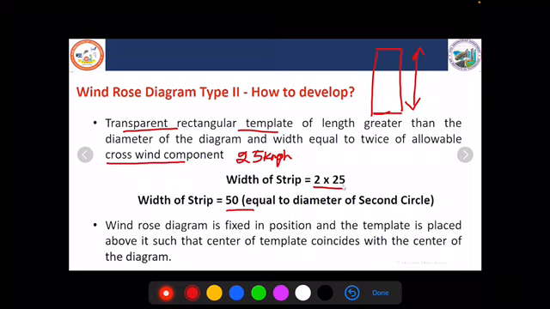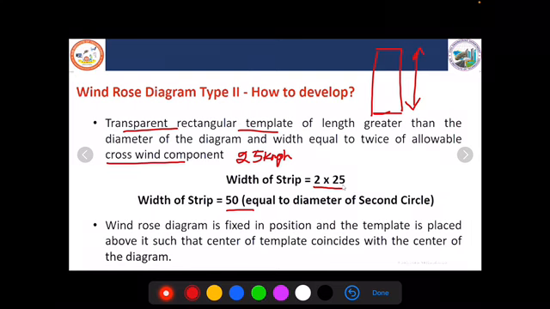Whichever scale is convenient, 50 can be taken as 2.5 centimeters. So whatever scale you chose when you drew the Windrose diagram, it has to be converted to a suitable scale, and then choose the width of the rectangular transparent strip.